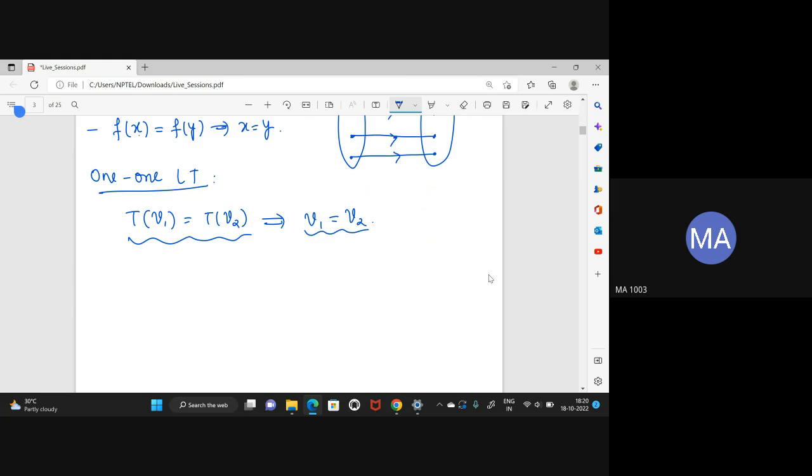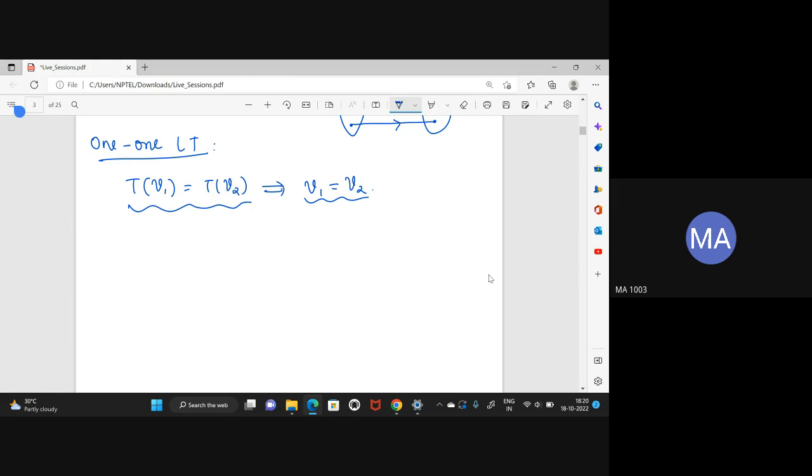Okay, ma'am. Fine. But because it is a linear transformation, I can do something much simpler than this. So here, I assume T of V1 is equal to T of V2.